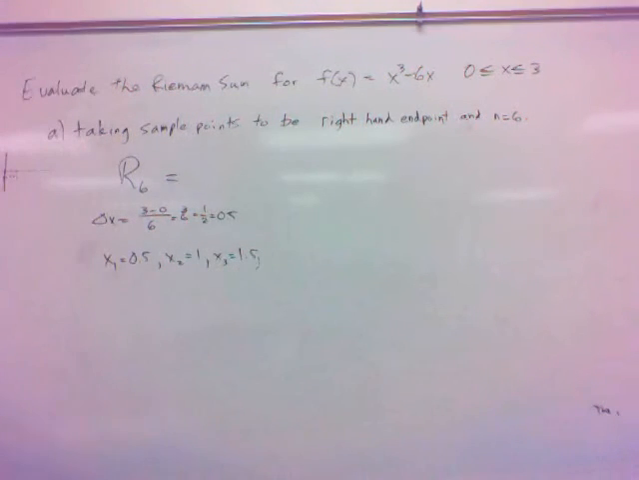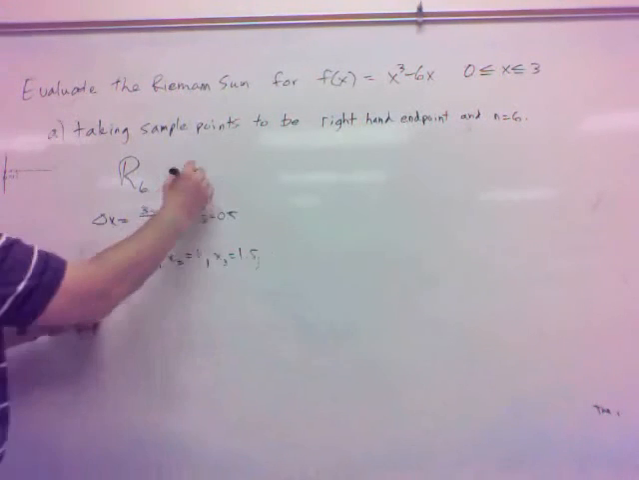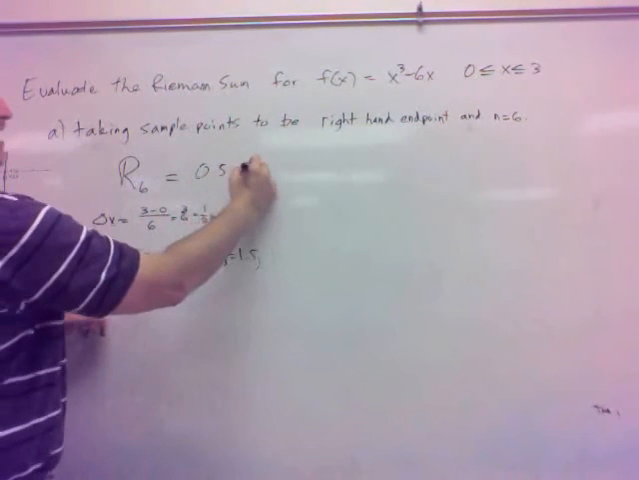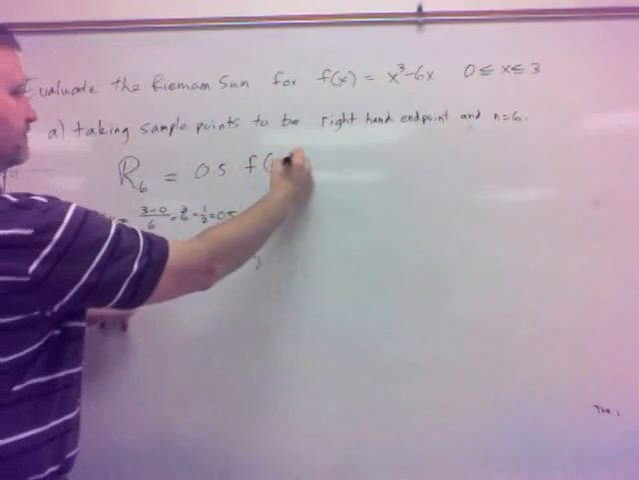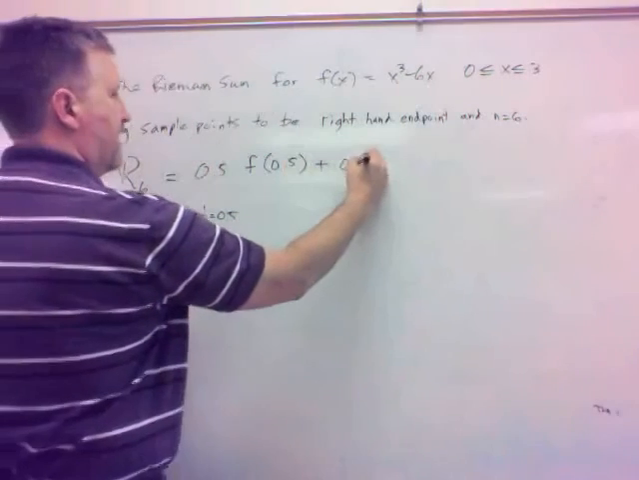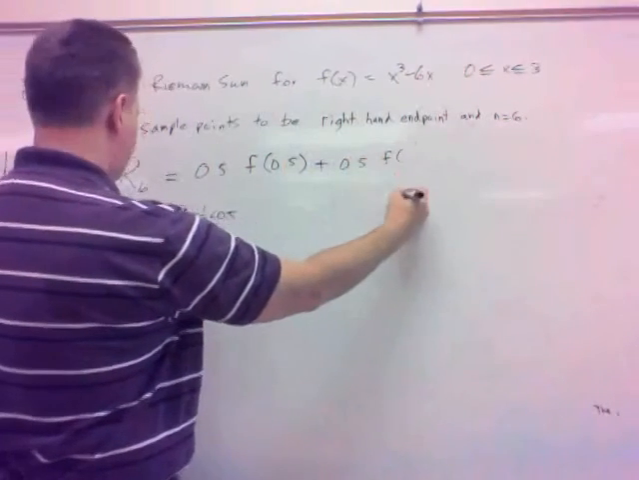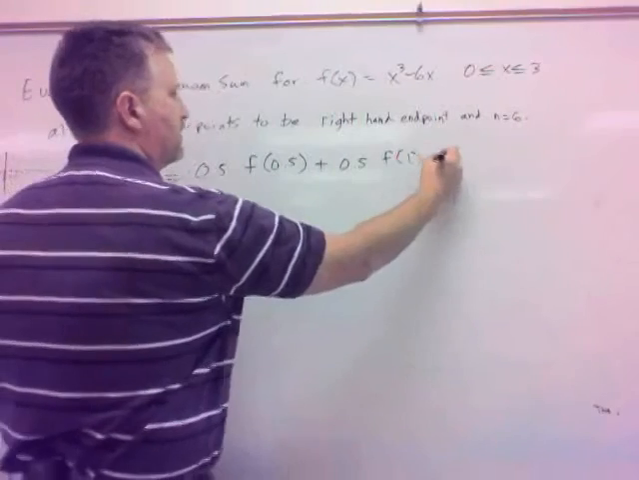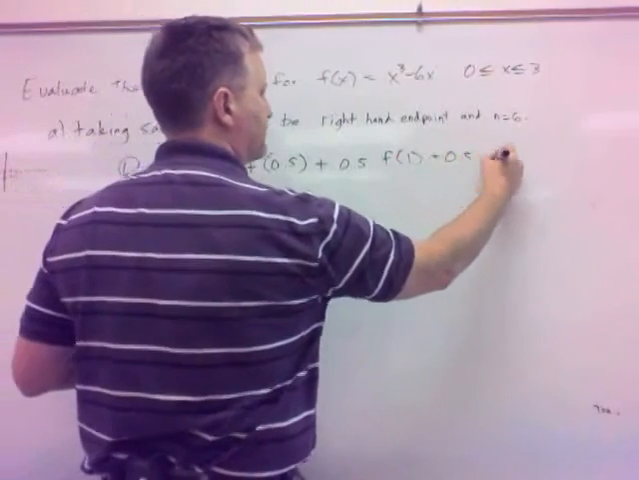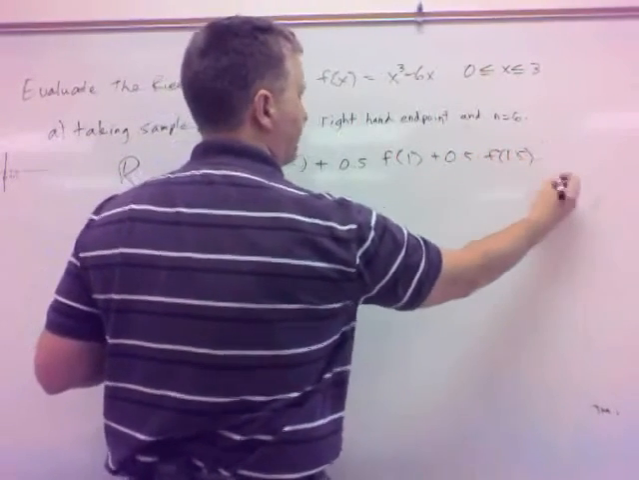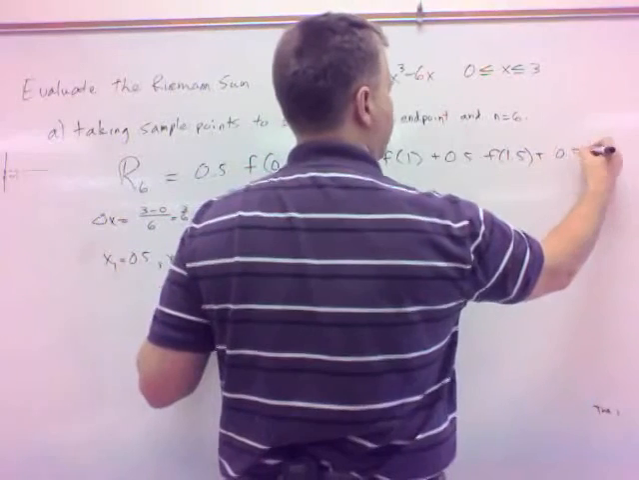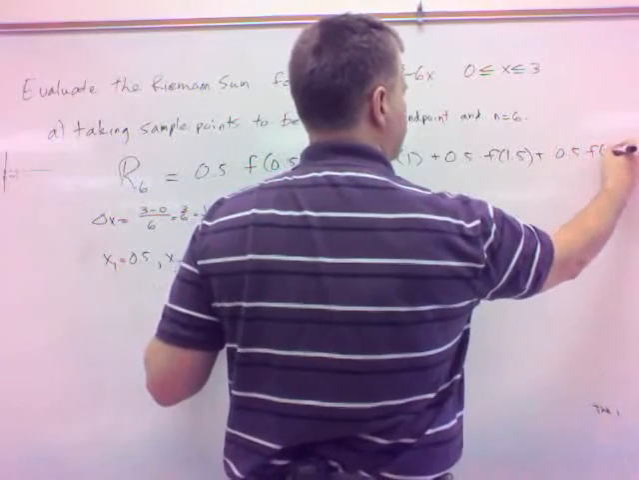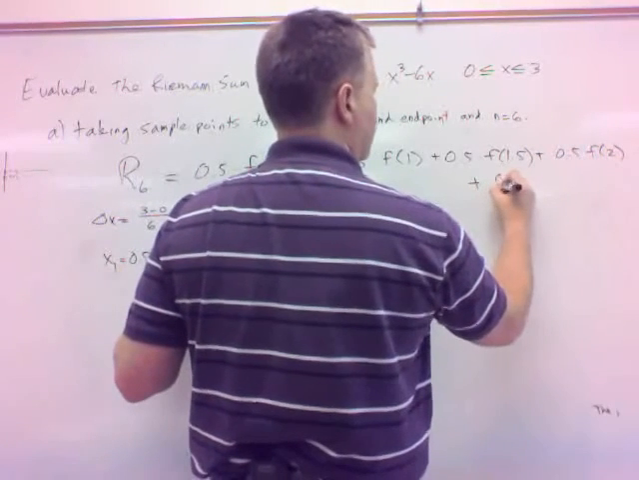Okay? So what's R6? Well, it'd be 1/2. The first rectangle would be a half times f of a half. Second rectangle would be a half times f of x2, which is 1. Right? With me on that? All the way out to 3.